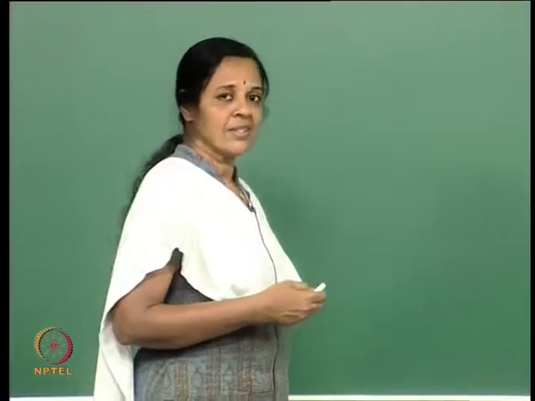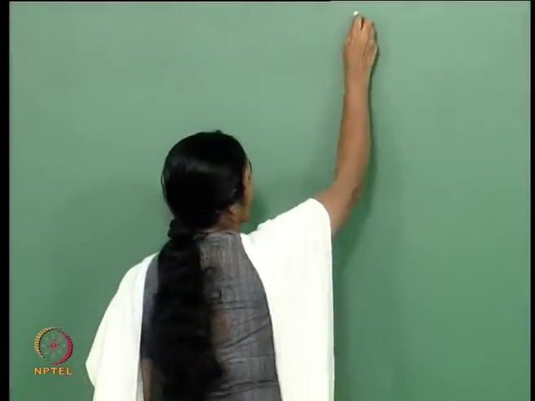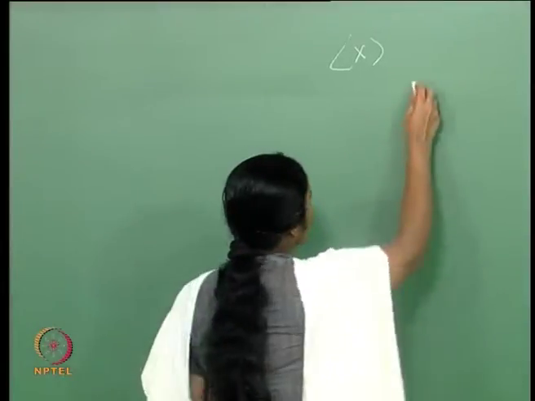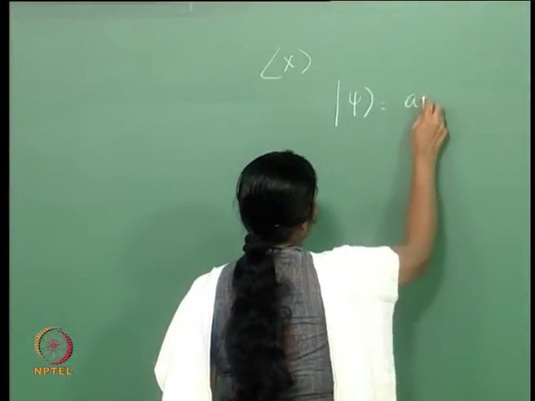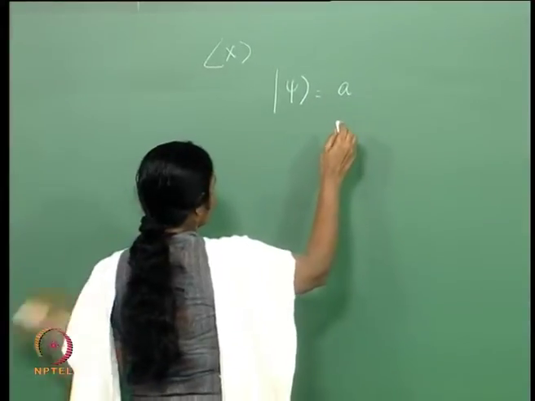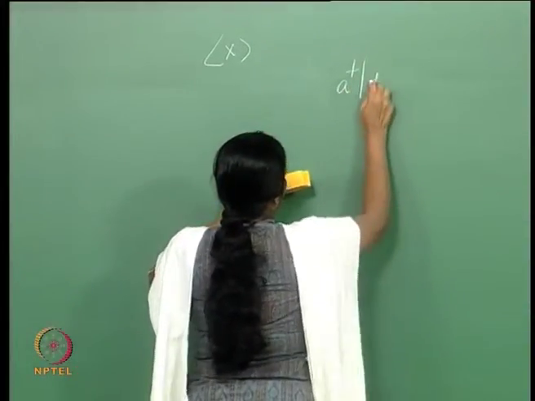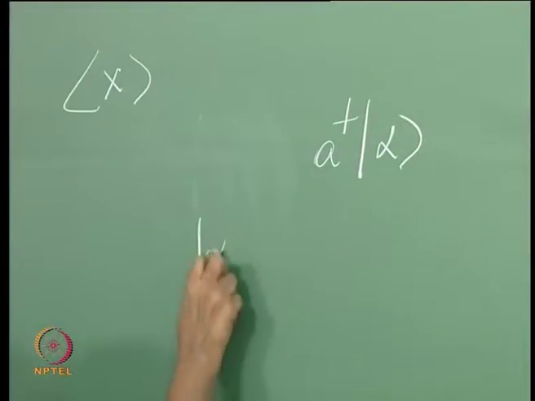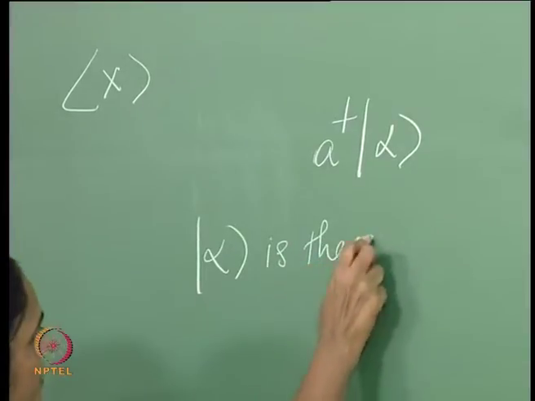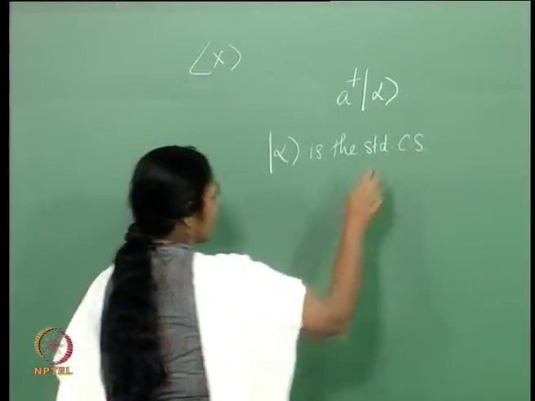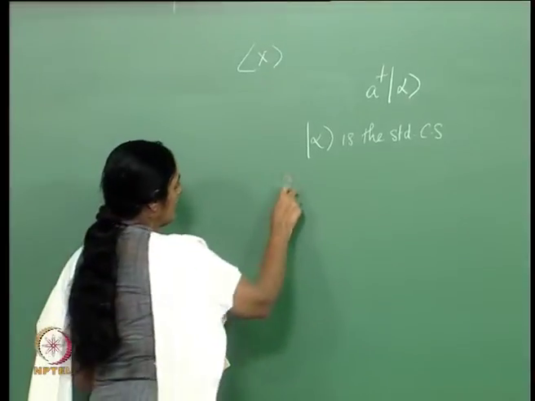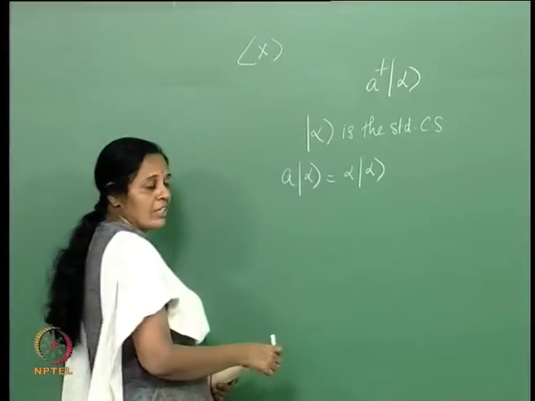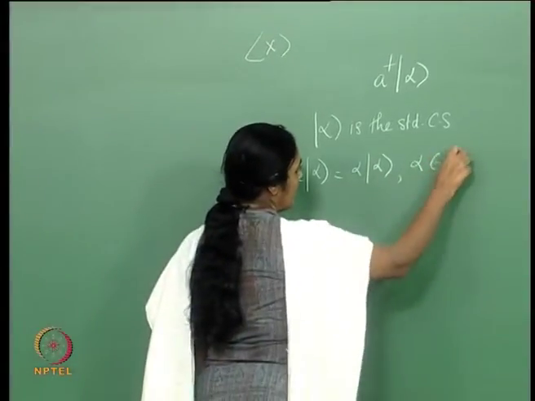My next exercise is to compute the expectation value of x in a very interesting state. I define that state as A dagger acting on ket alpha. I have to normalize this, where ket alpha is the standard coherent state. And as you know, this is an eigenstate of A with eigenvalue alpha, alpha being a complex number.